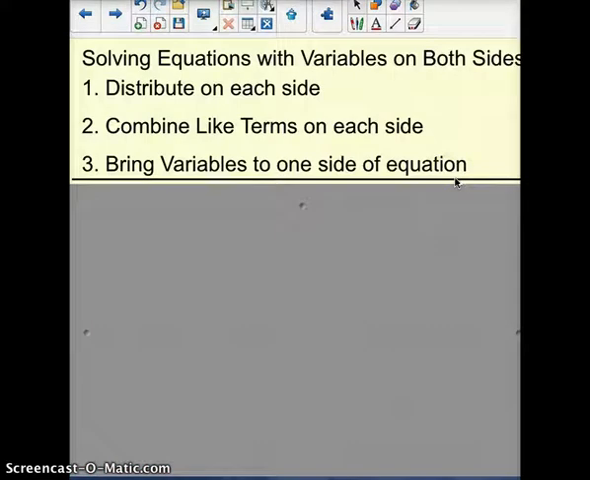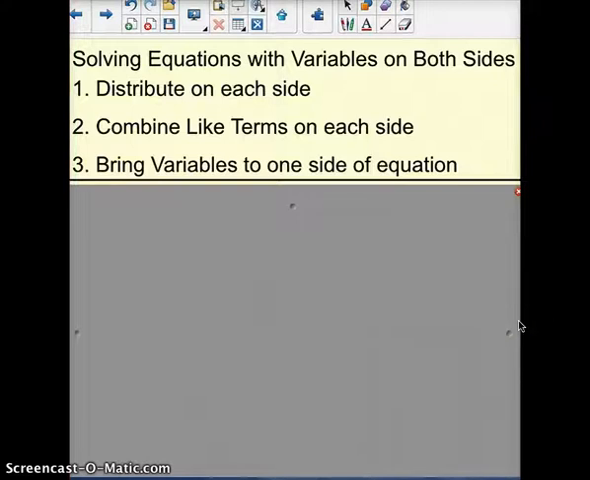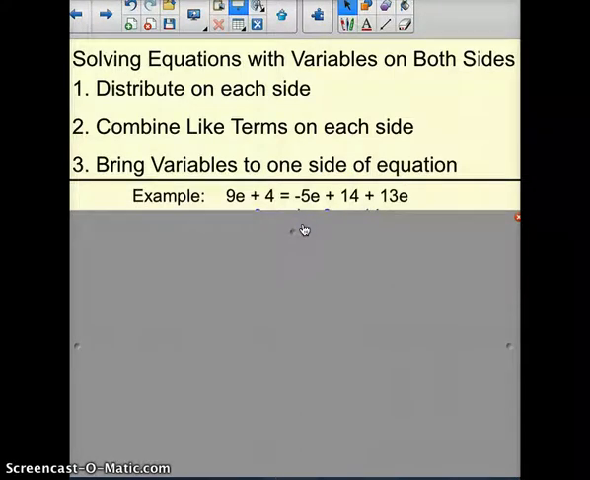Okay, now sometimes we have variables on both sides of the equation. In that case, again, distribute on each side separately where you can, combine like terms on each side, and then you want to bring your variables to one side of the equation. So let's see what that looks like. 9e plus 4 equals -5e plus 14 plus 13e. Well, it looks like on this side I have some terms I can combine. -5e plus 13e can be simplified.